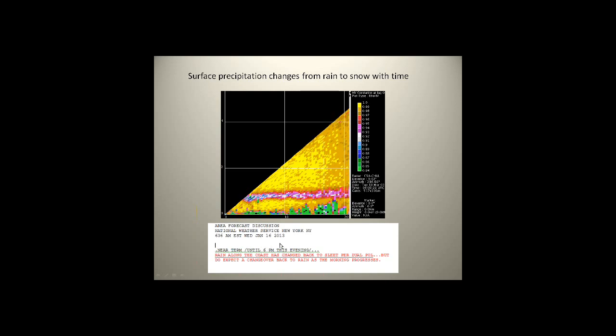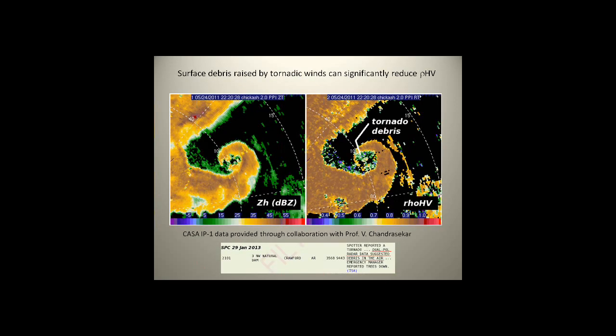Weather Service forecast discussion, this is from the New York City office back on January 16th, and they were noting that rain along the coast had changed to sleet per dual pole measurement. So this is from the operational National Weather Service radar in the New York City area. They can use this sort of information to help the forecasters understand what sort of precipitation is falling in what geographical area.